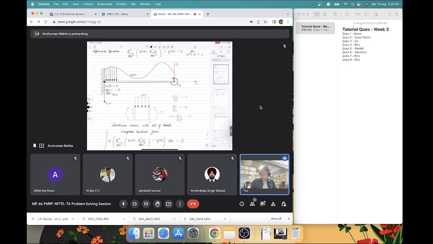as well as at this point the shear force is given as minus F naught, d by dx of b of dw. This is given as minus F naught, as well as bending moment is also given as minus M naught. So at this end, all these data are known.